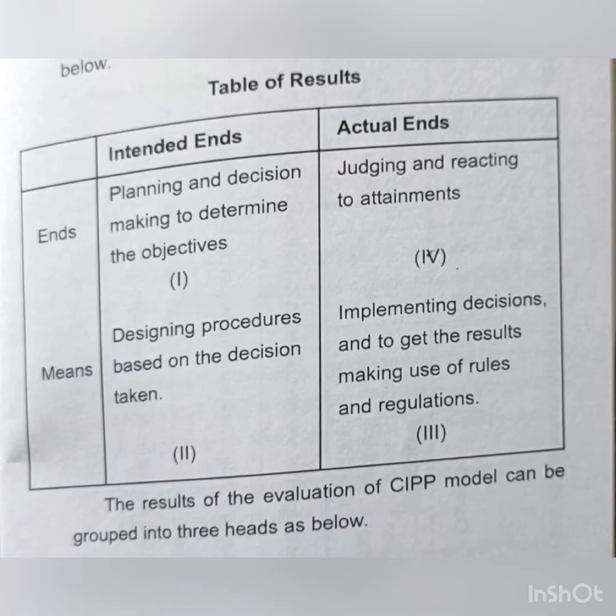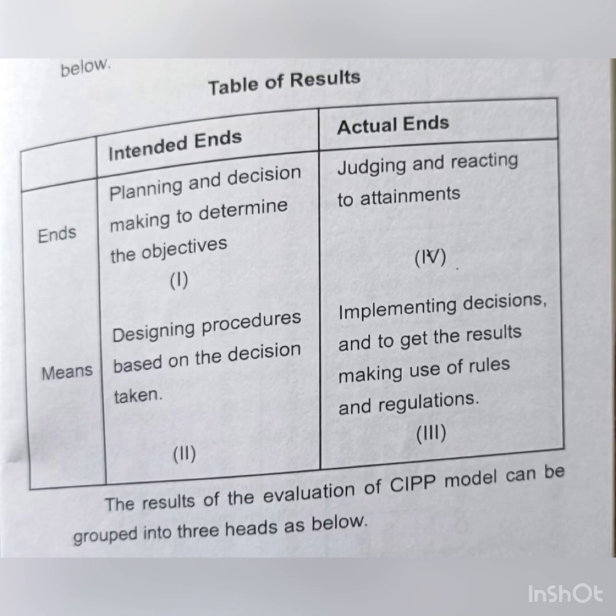The results are in 2 columns, intended ends and actual ends. First, in the intended ends, comes planning and decision making to determine the objectives. Second, means, that is designing procedure based on the decision taken. And in the actual ends, first comes the means, that is the third one, implementing decisions and getting the results making use of rules and regulations. Then the fourth one is judging and reacting to attainments. These are the results of the evaluation of the model.